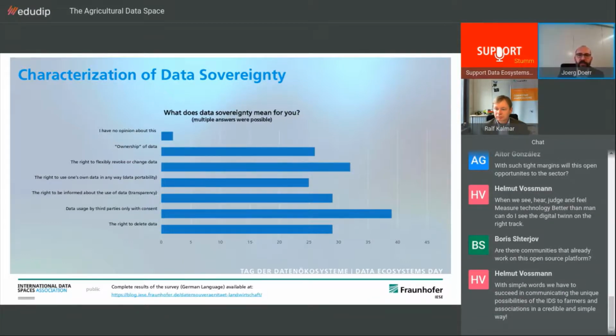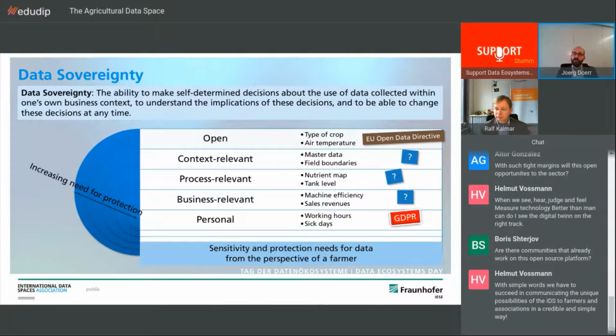So the question is how we can deal with this kind of situations, and for which data, because data is often treated as, it's all data, but in the agricultural domain, we have very different types of data. And of course, there is the question what we mean when we talk about data sovereignty. So here, this slide should give you an idea about that. Data sovereignty is the ability to make self-determined decisions about the use of data collected within one's own business context, to understand the implications of the decision, so there is also a transparency issue in it, and to be able to change these decisions at any time. And that, of course, is applicable for some data, but not for all data. And we just had it from a farmer's perspective.